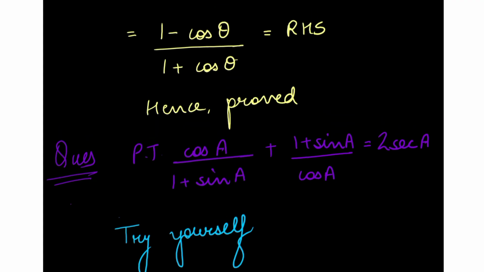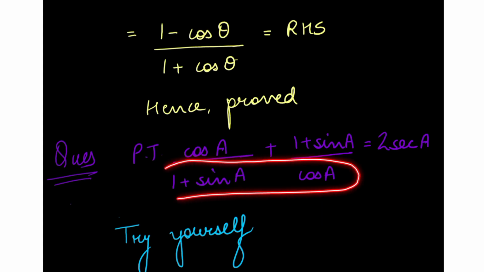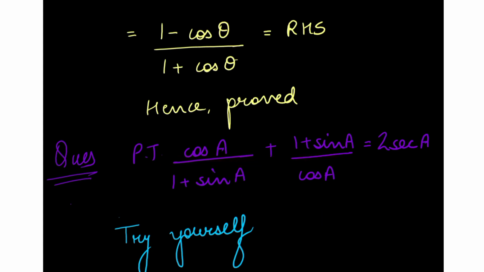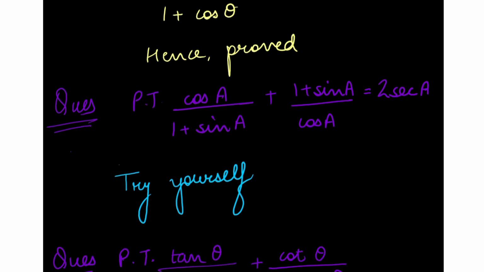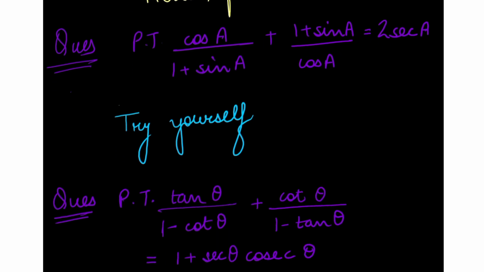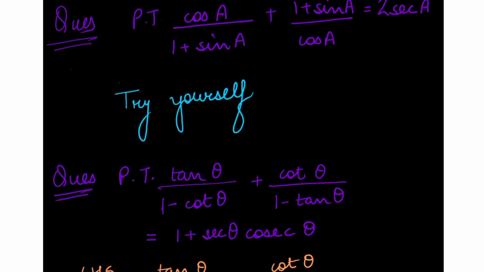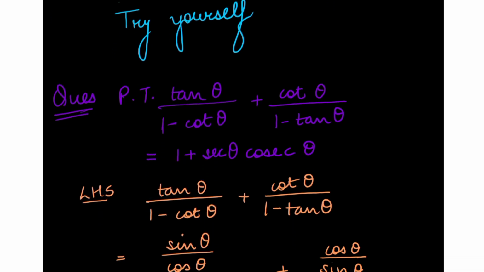Now, next question is cos A upon 1 plus sin A plus 1 plus sin A upon cos A is equal to 2 secant A. This, I'll give you a hint, simple hint. Take the denominator, take the LCM and just simply solve the equation. You will get the answer very easily. Next question is tan theta upon 1 minus cot theta plus cot theta upon 1 minus tan theta is equal to 1 plus secant theta into cosecant theta.